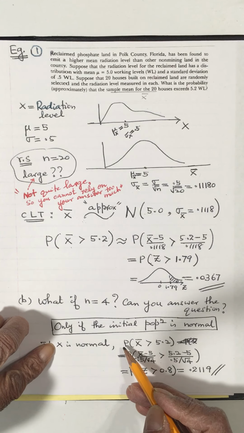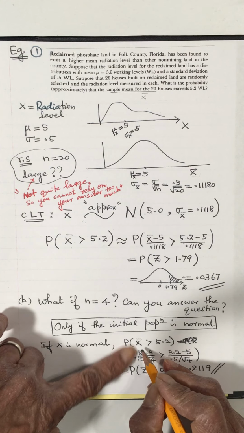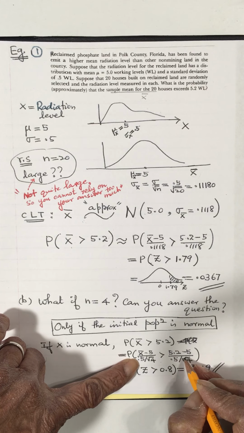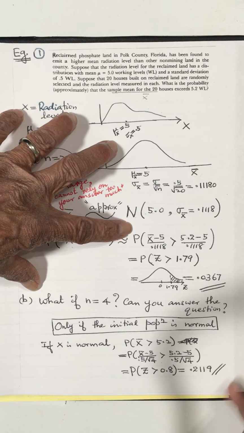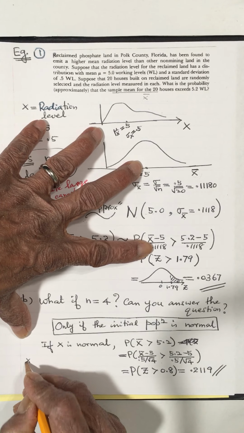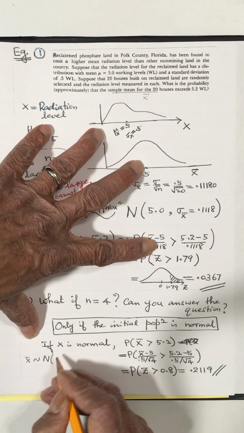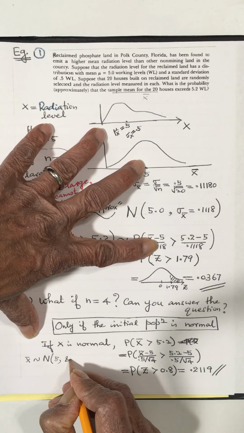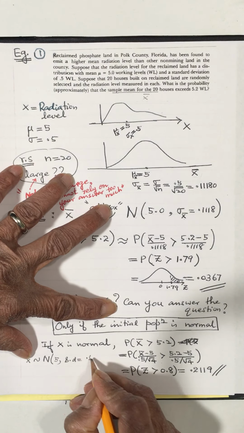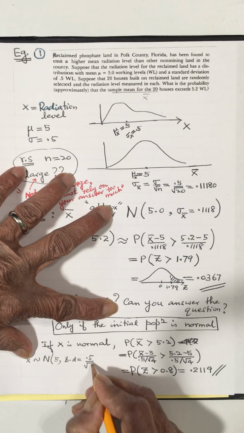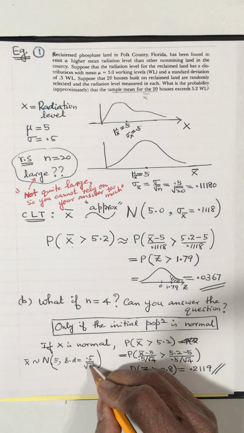So if that is normal, everything works out exactly the same way, okay? Then the x bar curve is going to be normal, with mean 5, and the standard deviation is going to be 0.5 divided by square root of 4. So that is going to be the standard deviation for that curve.